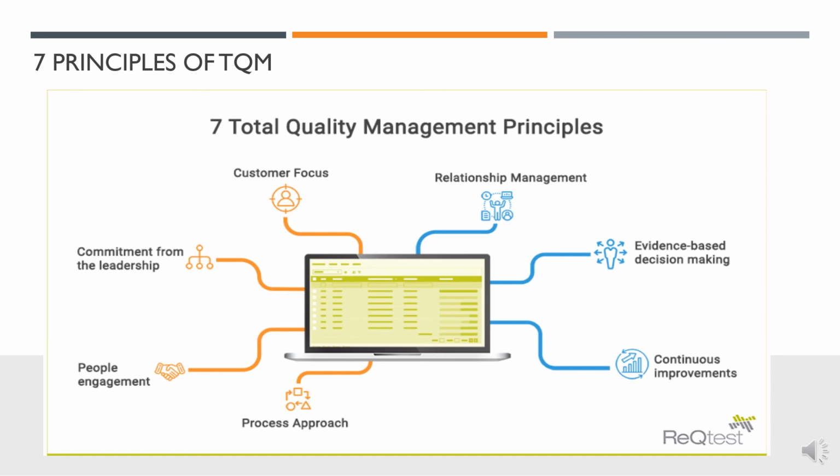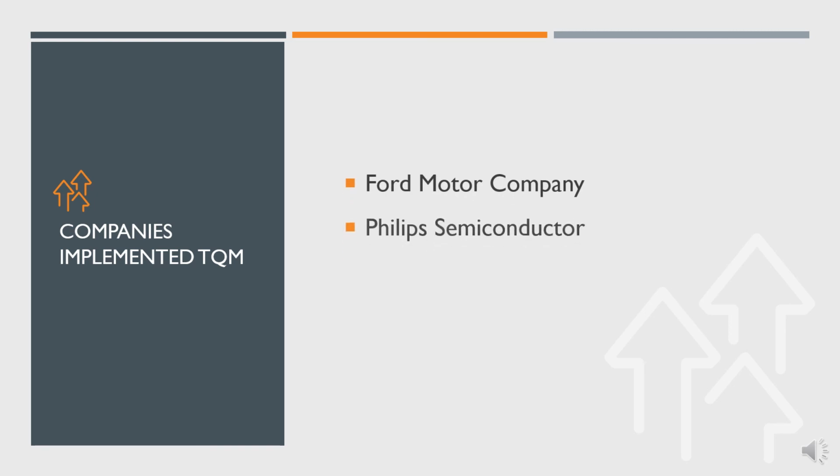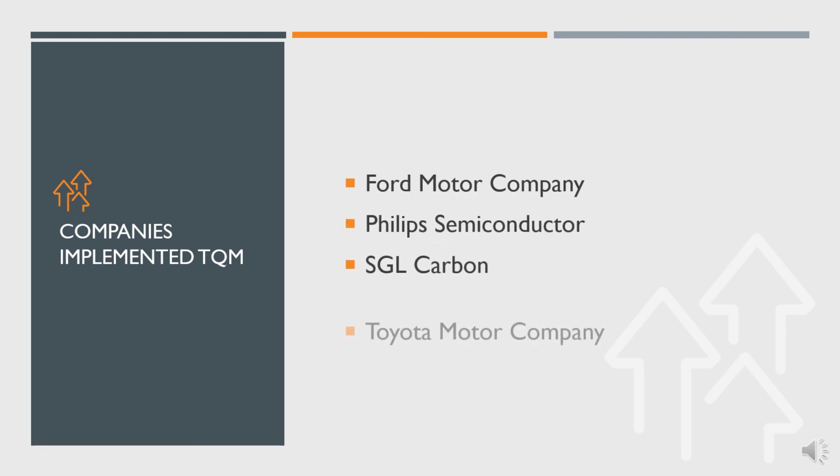And the seventh principle is relationship management. Organizations should manage their relationships with interested parties, such as suppliers, very well. This will help to sustain the levels of success achieved. And here are some of the companies who implemented TQM: Ford Motor Company, Philips Semiconductor, SGL Carbon, and I think one of the famous is the Toyota Motor Company.